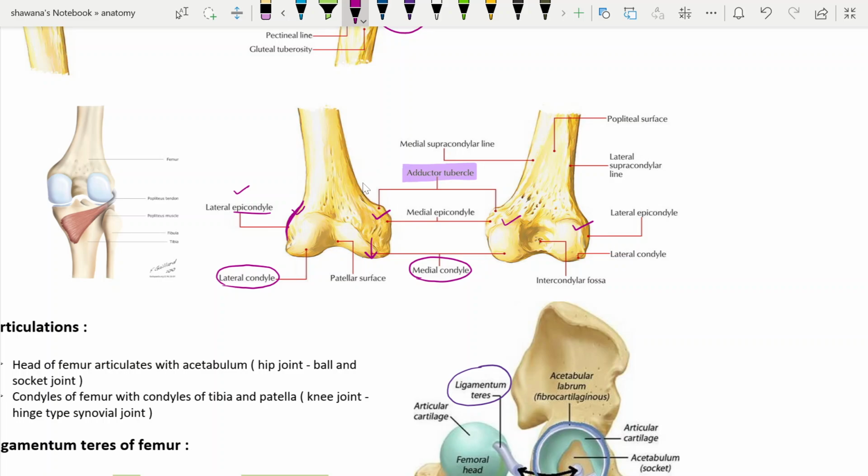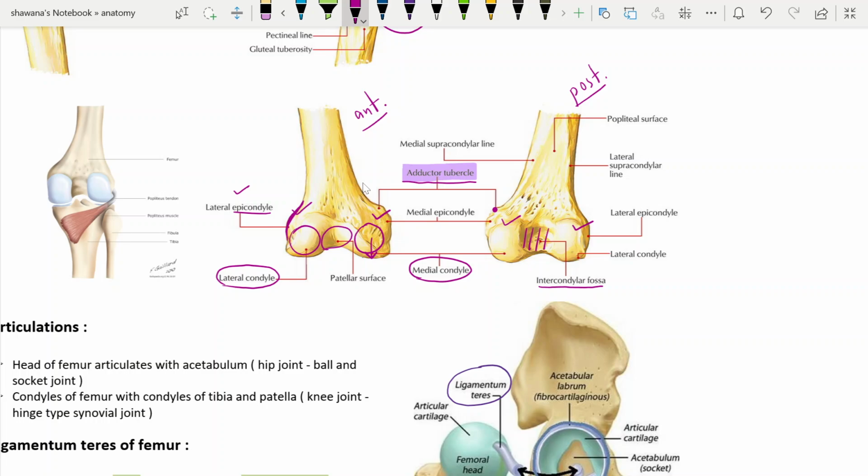Two other things I want to mention here are that there are two surfaces, the intercondylar fossa and the patellar surface, this one. The difference between them is that the patellar surface is located anteriorly, where the patellar bone is located, and the intercondylar fossa is located posteriorly. The medial epicondyle also contains the adductor tubercle. As I have mentioned, the significance of tubercles is that they provide muscle attachment, right?